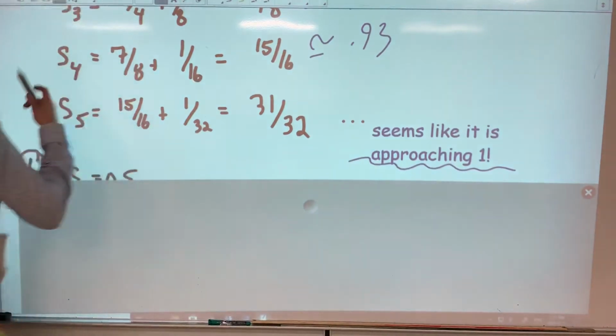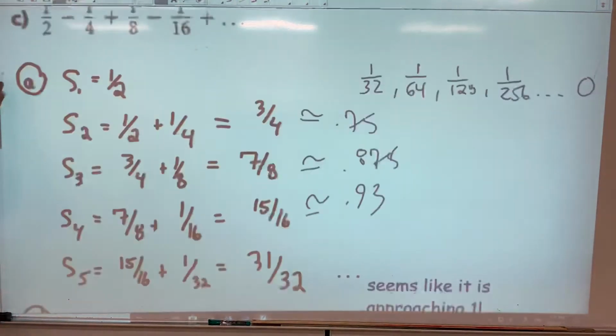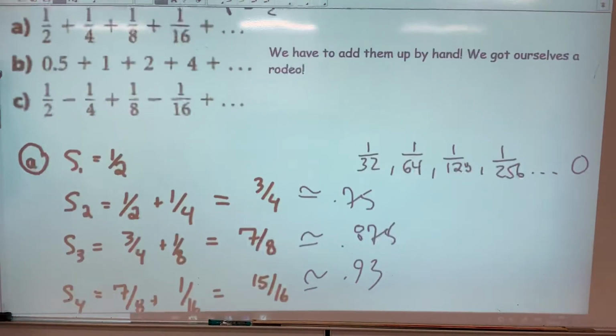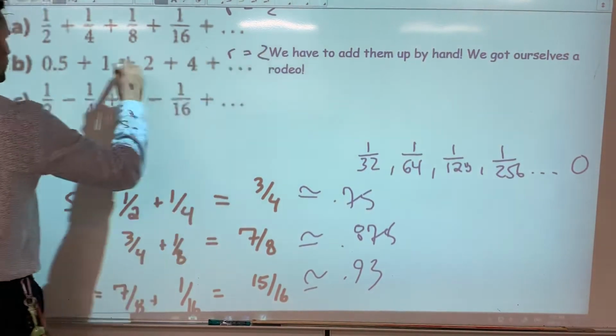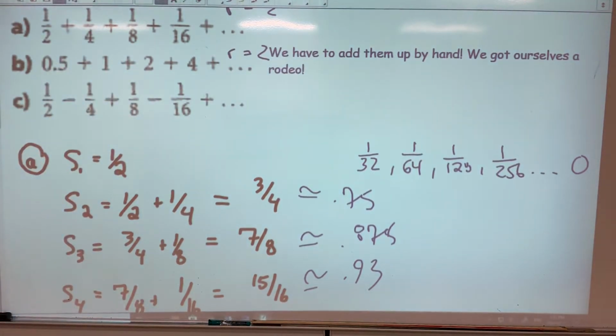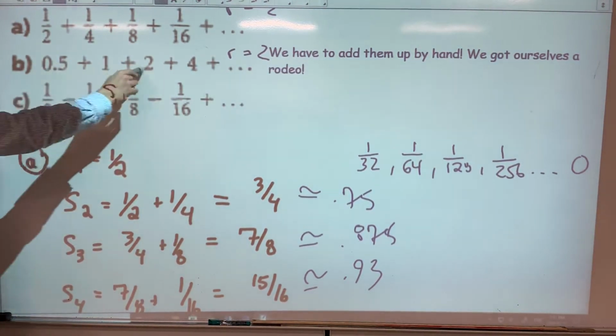So this is just food for thought, okay? So it's like, all right, there's 1. Now the second sequence here, it's growing, right? So our R value is actually 2. If you go 1 divided by 0.5, you get 2. So I can see it's multiplying by 2 every time.